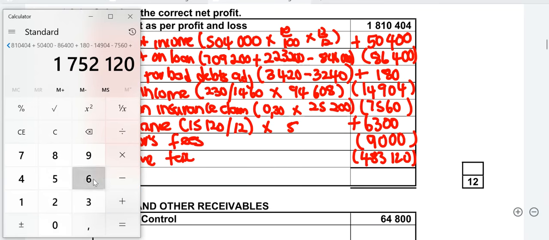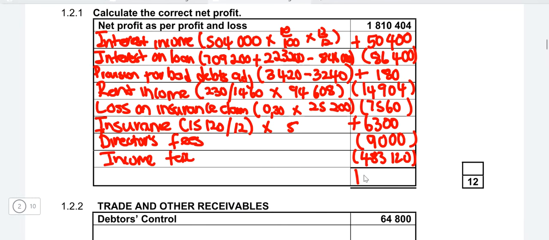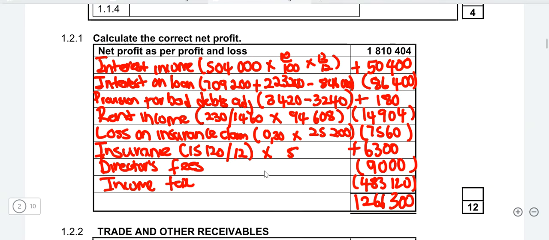And then we're also going to add 6,300, and then we're going to subtract 9,000, and then we also subtract 483,120, and then our correct net profit is supposed to be 1,266,300. Now, the answer that we have here is 1,266,300. So this is how you simply correct the net profit. This is how you take out the mistakes.